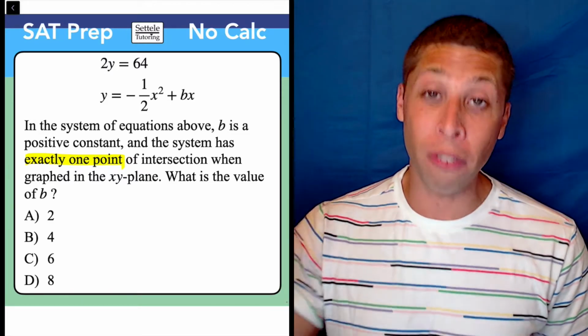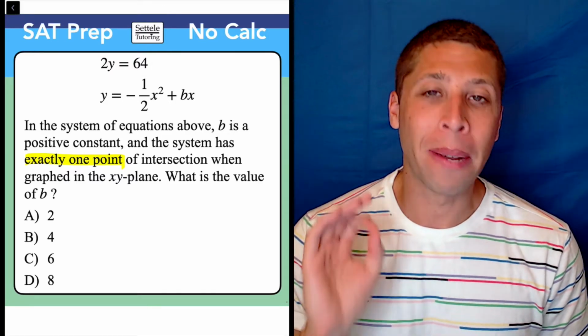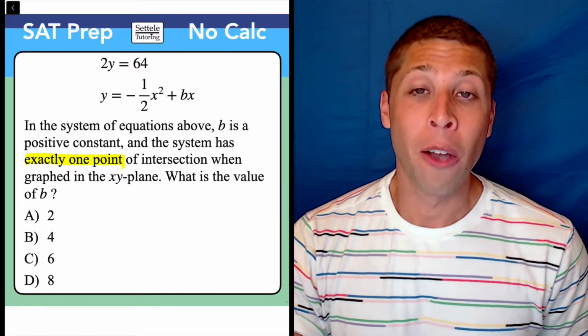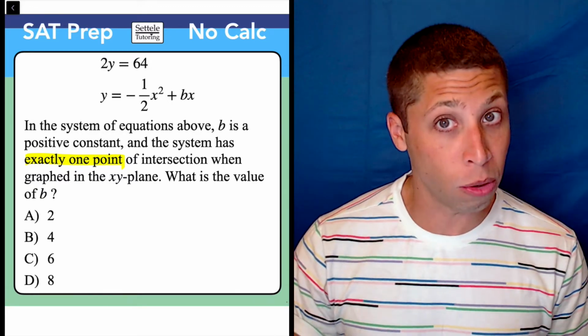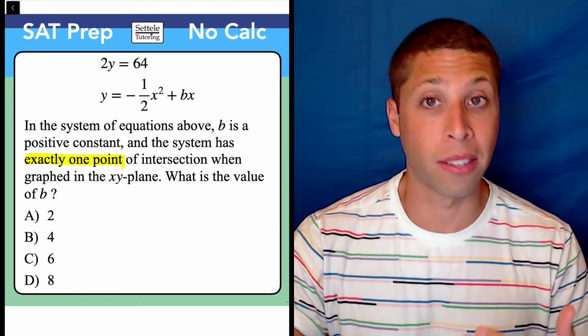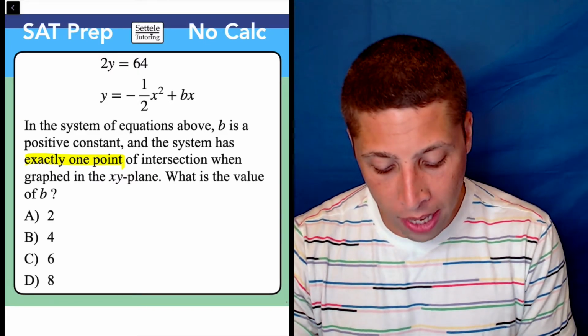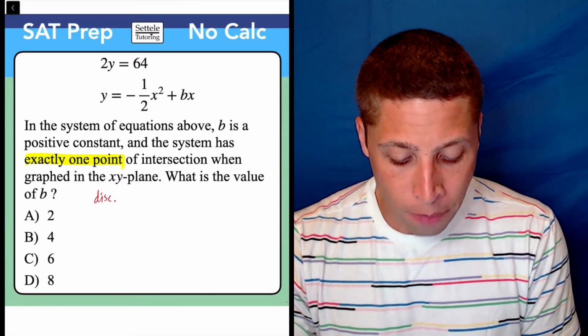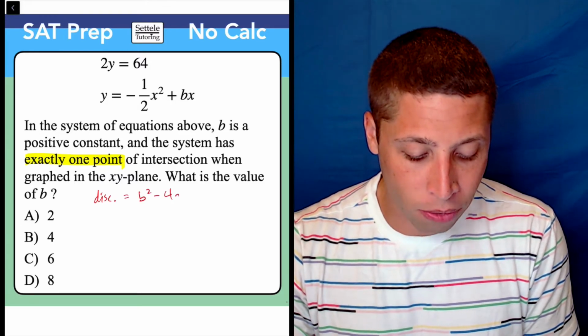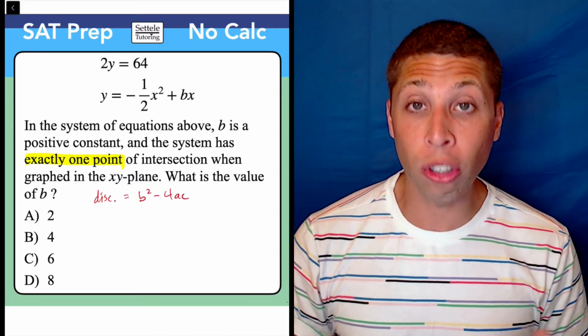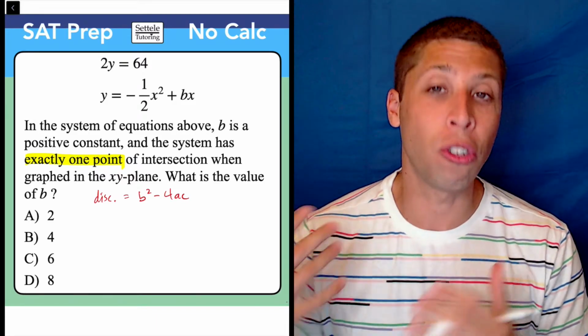We could use the vertex to help us solve this, but instead I'm going to use the discriminant, which is something that should work whether they ask for one solution, multiple solutions, or no solution. So it does involve the same process each time. Basically, we're going to use the idea that the discriminant, which is part of the quadratic formula, is b squared minus 4ac. And depending on the number of solutions, that quantity is going to equal different things.